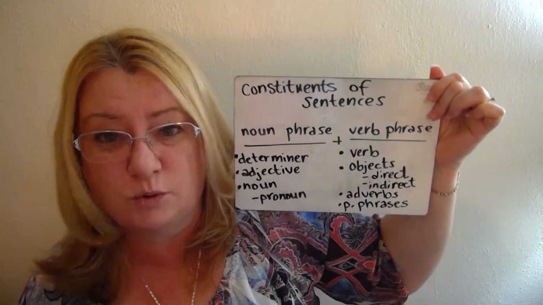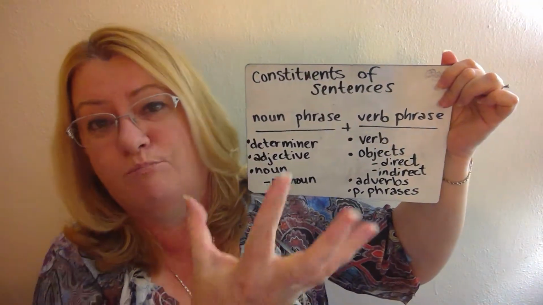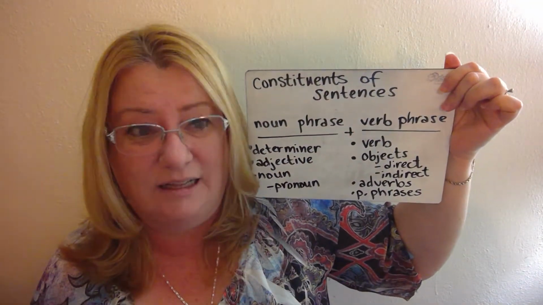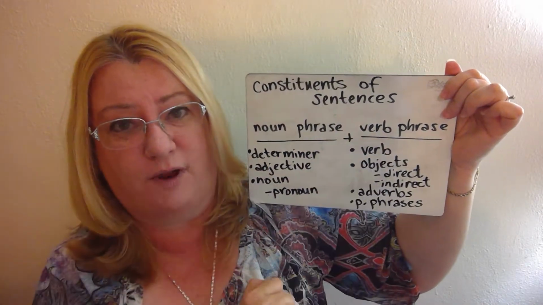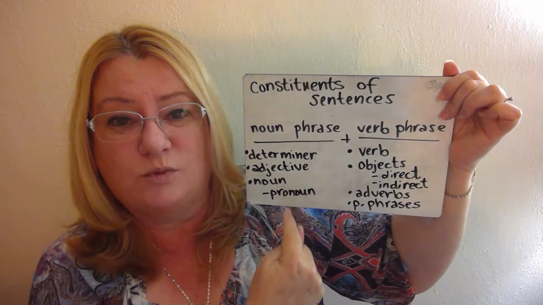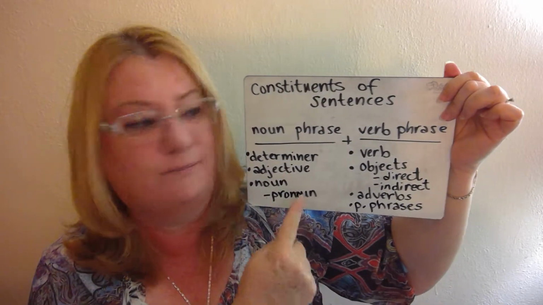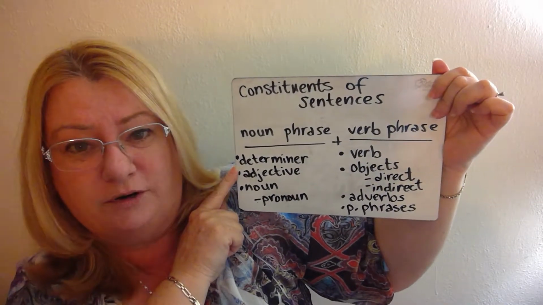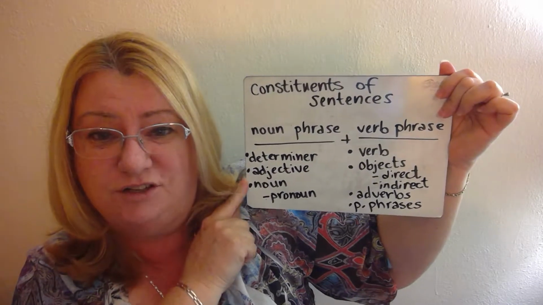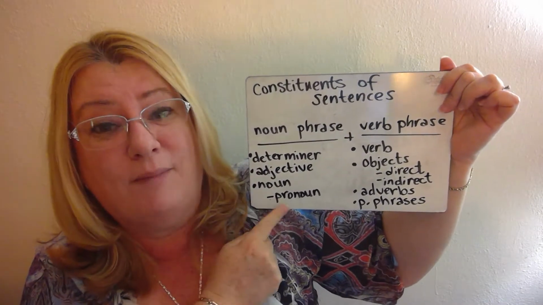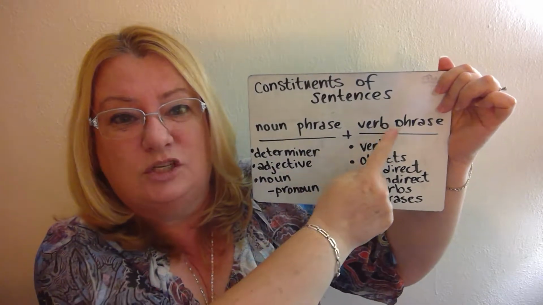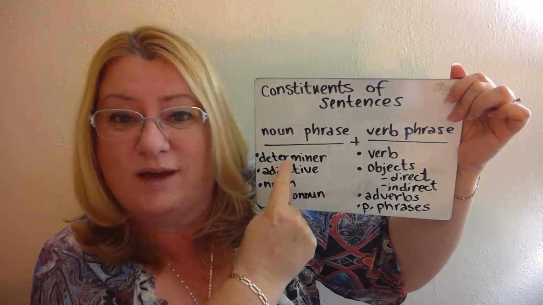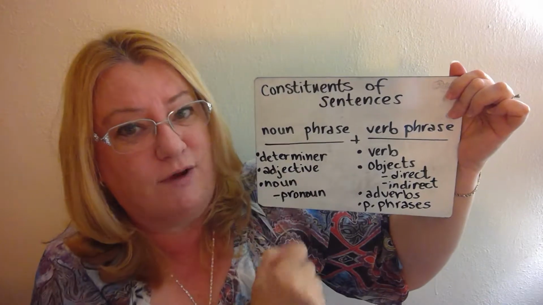Now, the constituents of the sentences can be broken down in analyzing them. You have your noun phrase and you'll have your verb phrase. Now, your noun phrase will have these constituents. You will have a determiner, you might have an adjective, you'll have your noun that might even be a pronoun. So of the two constituents that make a sentence, you have these constituents that'll make the noun phrase.